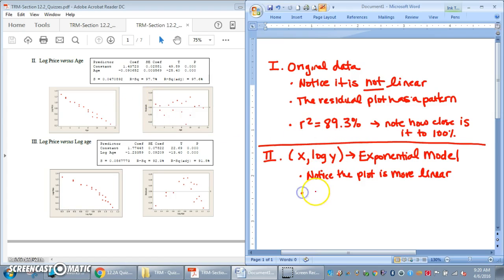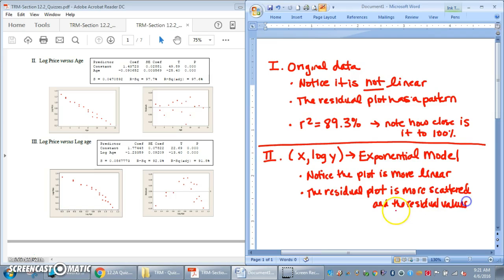Again, look at your residual plot. What do you notice about it? The residual plot for Roman numeral 2, in this case our exponential model, is much more scattered. If you look at the values of the residuals, these are only in tenths, where the first ones were in whole numbers. So the residual plot is more scattered, and the residual values are smaller.